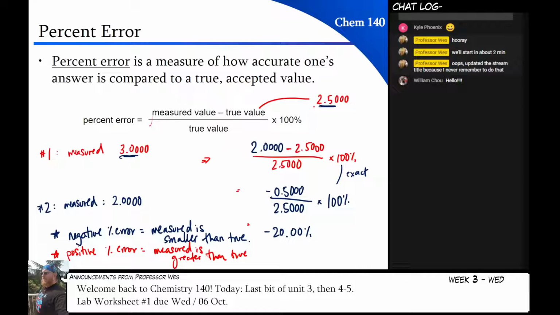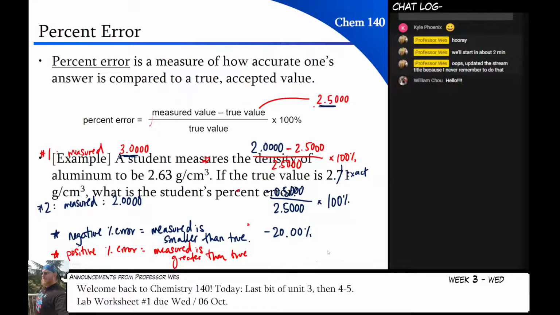So if you get a negative percent error, your answer is smaller than what it should have been. If you get a positive percent error, your answer is bigger than what it should have been. So keep the sign, I say, and do percent error using all of the rules for sig figs that you've seen so far.